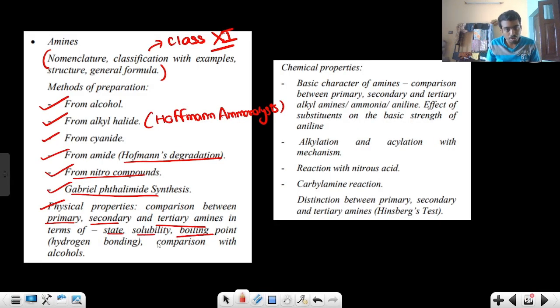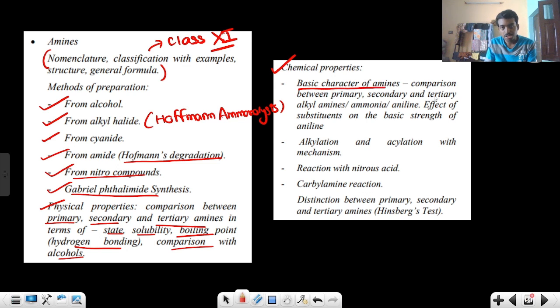State, solubility, boiling point, hydrogen bonding I have told you. Comparison with alcohol, that is amines will have a comparatively lesser boiling point than alcohol, because alcohol hydrogen bonding is from the O center while amines is from the N center. Told already, right? Now come to chemical properties.